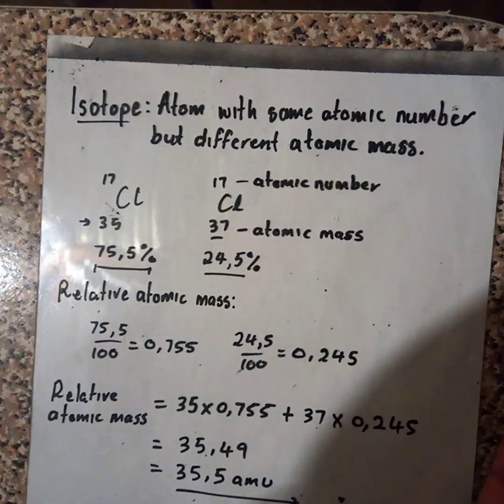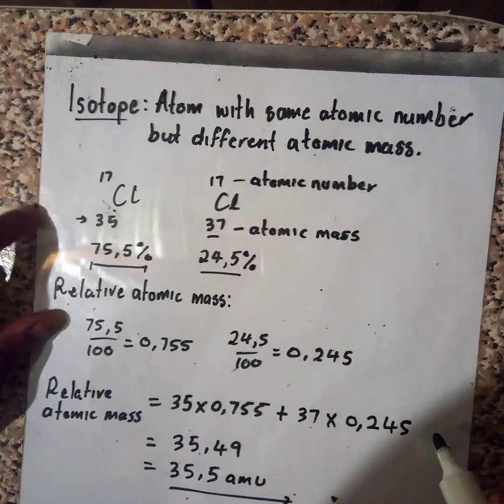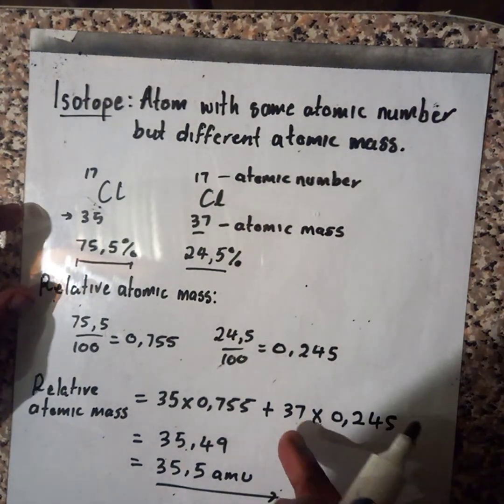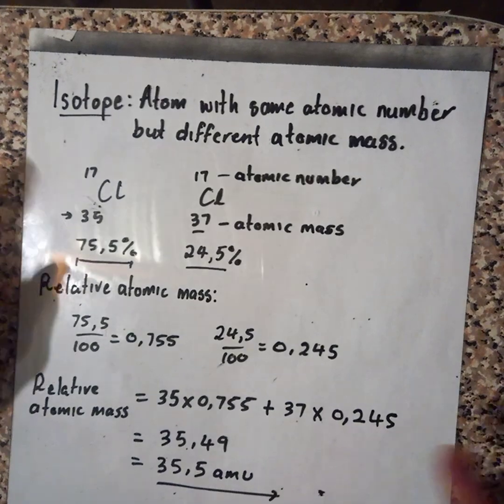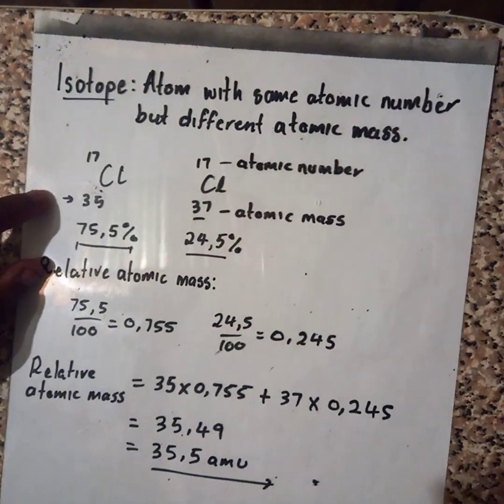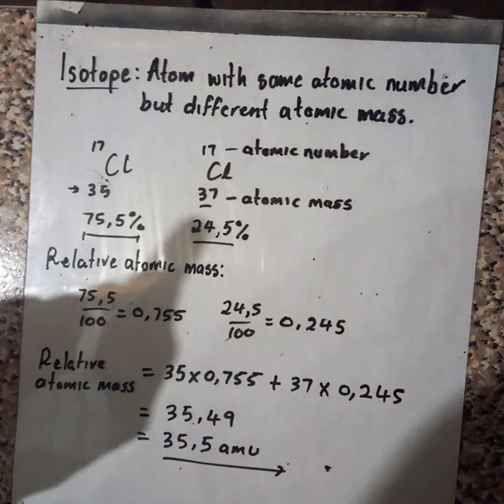or even more. You can just continue by adding the product of atomic mass together with its percentage and calculate. It's as simple as this.